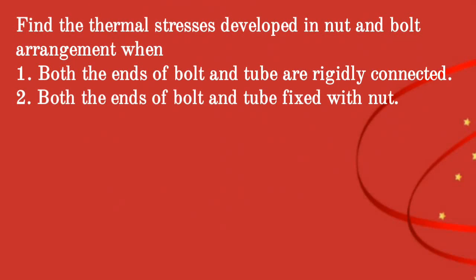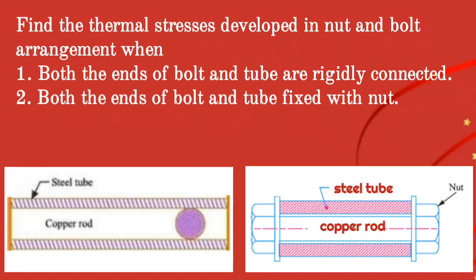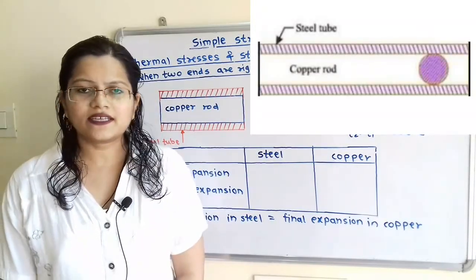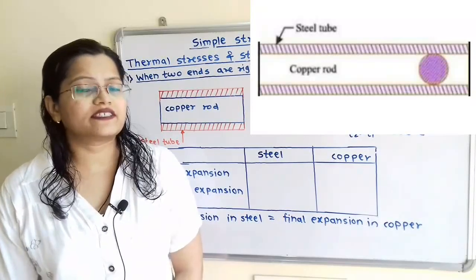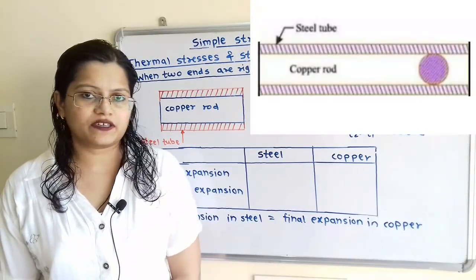Given question, find the thermal stresses developed in nut and bolt arrangement when, first, both the ends of the bolt and tube are rigidly connected. Second, both the ends of the bolt and tube are fixed with nut. Let us understand how to calculate the thermal stresses developed in nut and bolt arrangement.